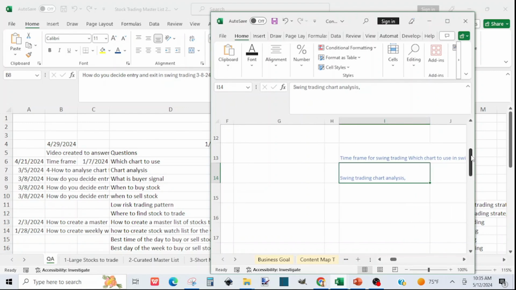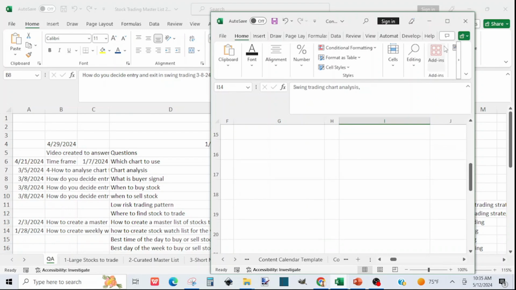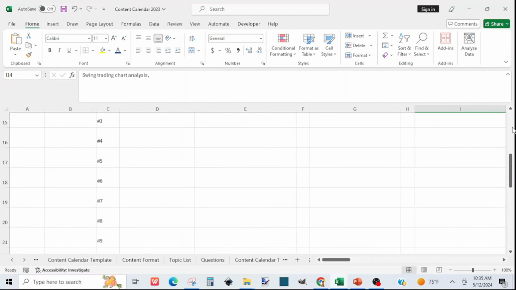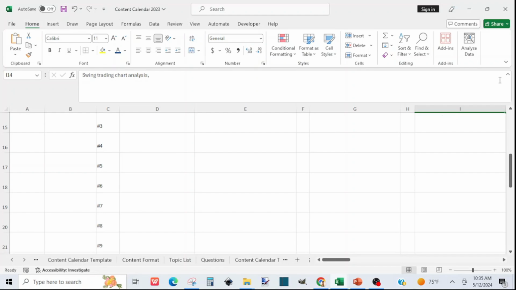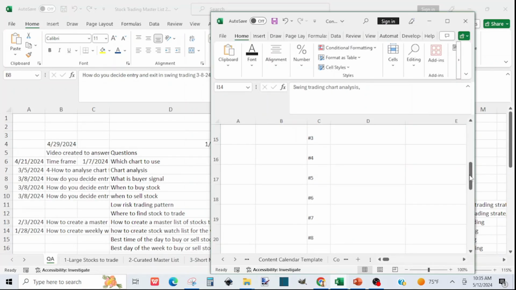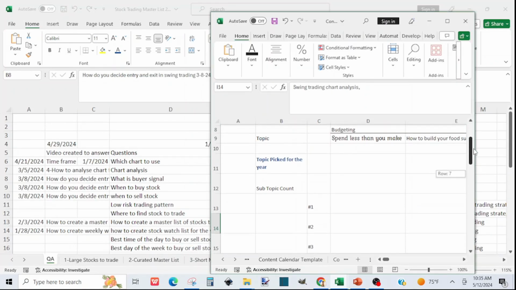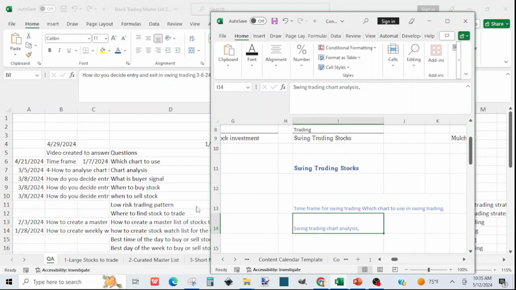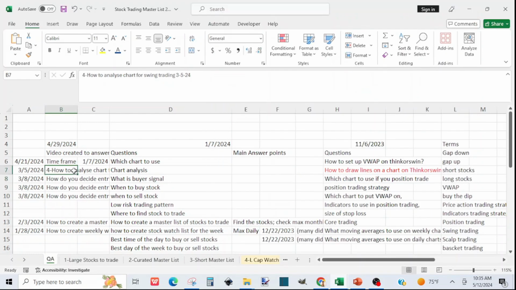I'm surprised though, I thought we are working on the right one, yeah. I thought I had 10, maybe this. I thought I did this one as well, but clearly I didn't do it. Okay, so swing trading chart analysis. So how to analyze chart for swing trading.